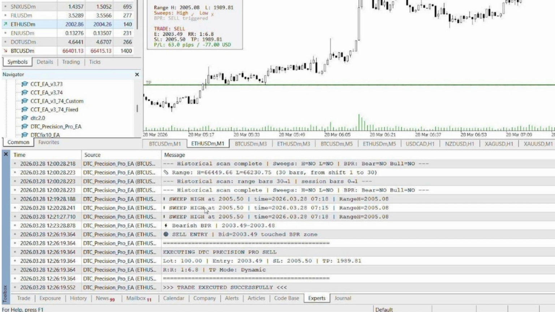If a trade gets rejected, you'll see why. RR too low, spread too high, or trend not aligned. Super useful for understanding what's happening and troubleshooting.